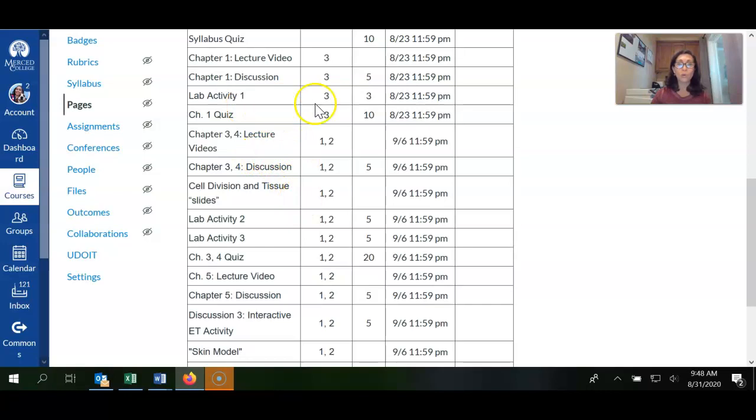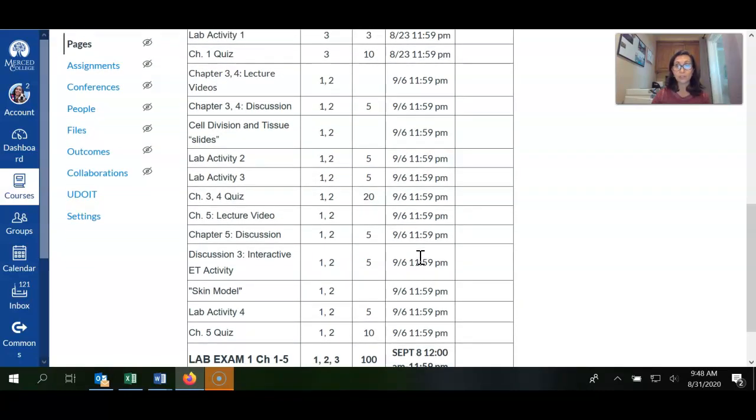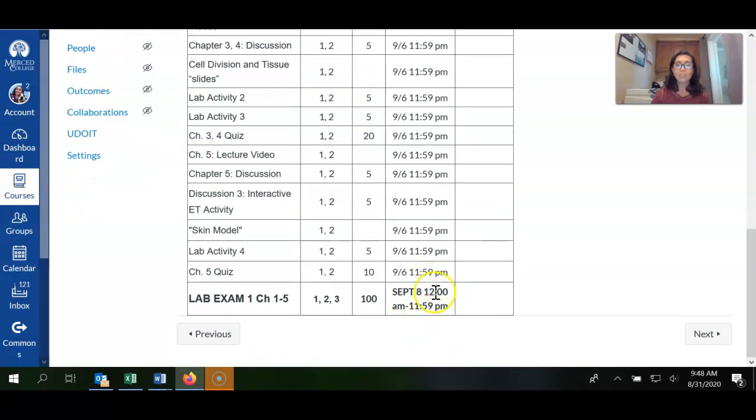Chapter 3-4 quiz, so here's the chapter 1 quiz. It was worth 10 points. The 3-4 quiz was supposed to happen yesterday. I'm going to postpone it. I was going to postpone it until the 6th, but the problem is you still have a chapter 5 quiz to take on the 6th, and your exam is on the 8th.